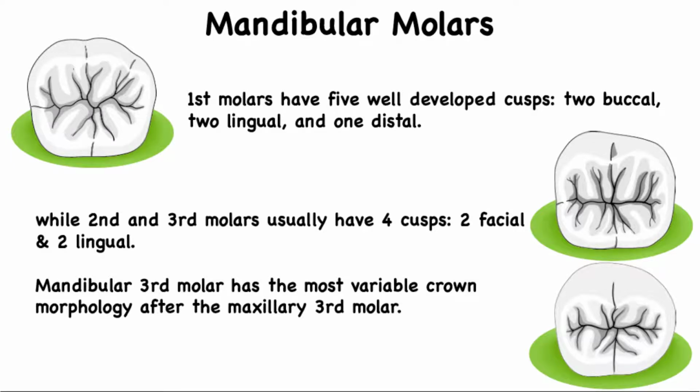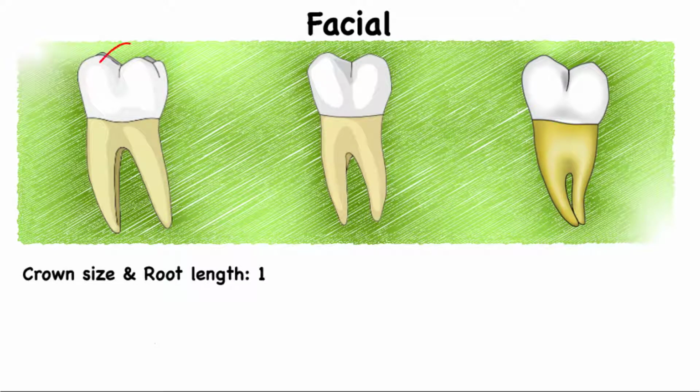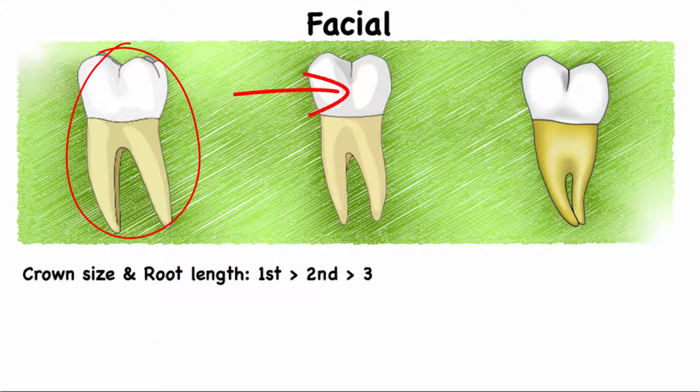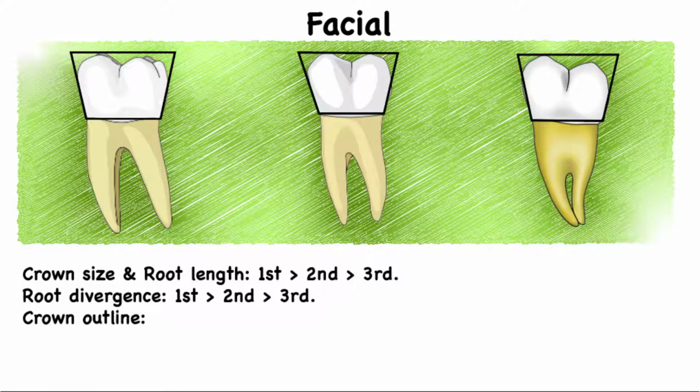Let's now go to the facial aspect. The crown size and root length are largest for the first molar, followed by second, and these are least for the third molar. The root divergence is greatest for first molar, followed by second and least for the third molar. So most convergent roots are seen in third molars. Crown outline for all the molars from facial aspect is trapezoidal.